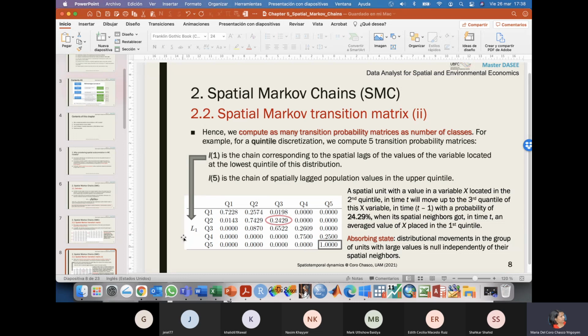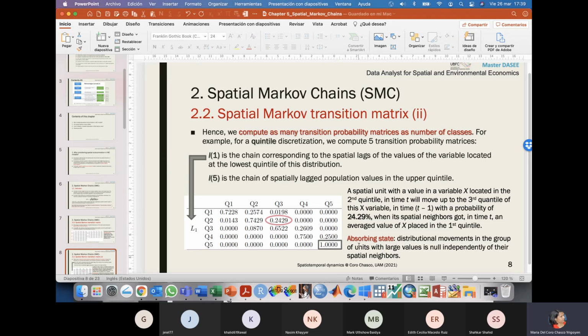So when they are very small towns, the probability of a small town to become a city is 24%. So if you remember, I gave some names. So this Q1 was the small towns, Q2 were the towns, Q3 were the cities, Q4 large cities, and Q5 megalopolis.